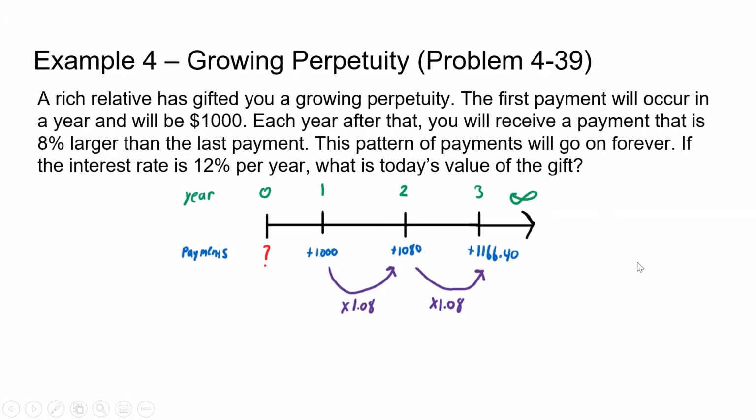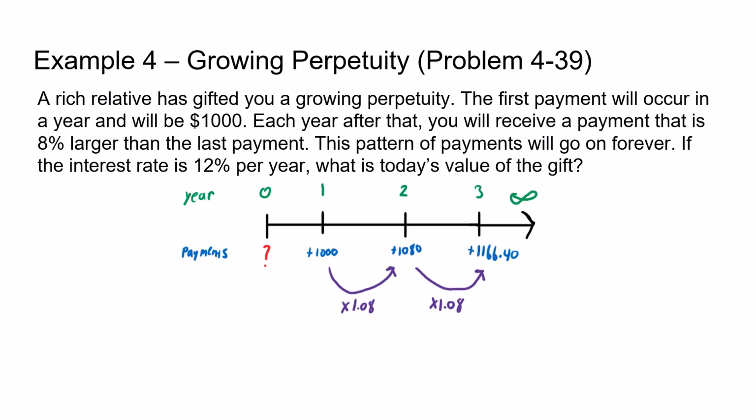Let's try an example. This is problem 4-39 from the Fundamentals of Corporate Finance textbook. A rich relative has gifted you a growing perpetuity. The first payment will occur in a year. It will be $1,000. Each year after that, you will receive a payment that is 8% larger than the last payment. This pattern of payments goes on forever. If the interest rate is 12% per year, what is today's value of the gift?